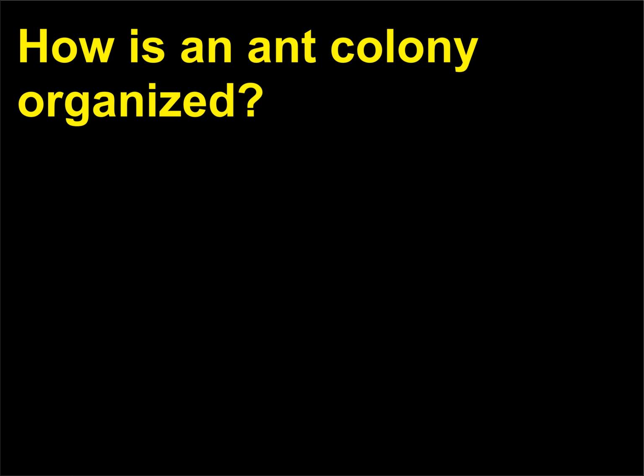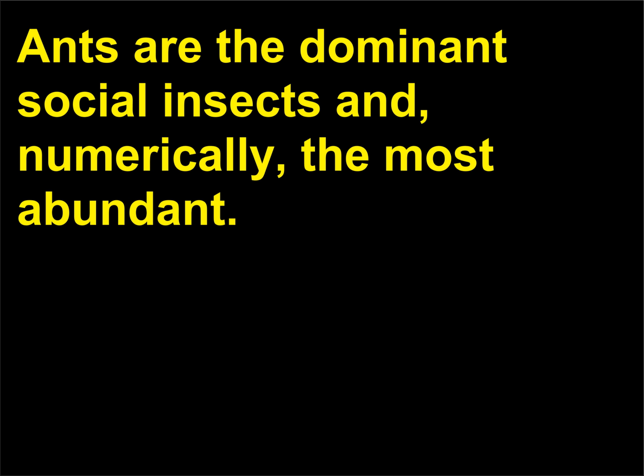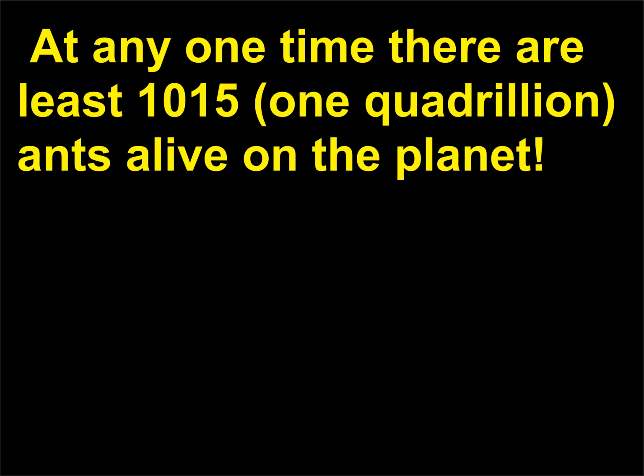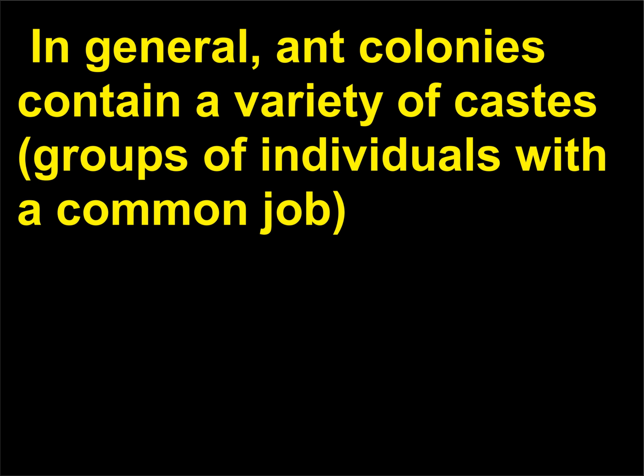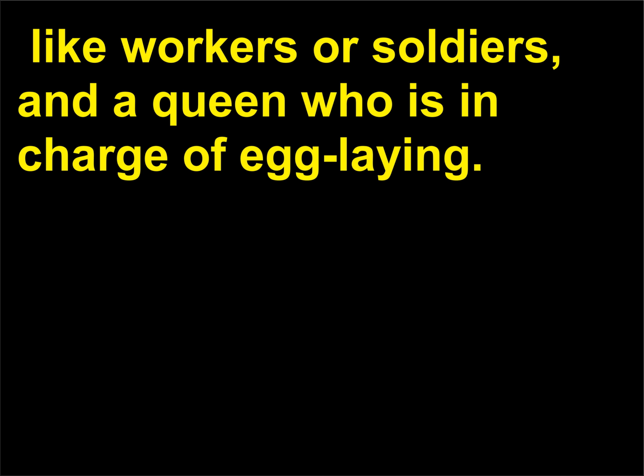How is an ant colony organized? Ants are the dominant social insects and, numerically, the most abundant. At any one time there are at least 10^15, 1 quadrillion, ants alive on the planet. In general, ant colonies contain a variety of castes, groups of individuals with a common job, like workers or soldiers, and a queen who is in charge of egg laying.